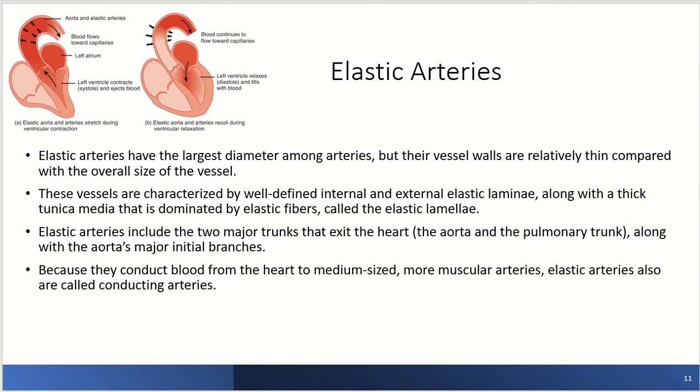Starting off with our elastic arteries, these are going to have the largest diameter among any of our arteries, but the vessel walls are going to be comparatively thin compared to the overall size of the actual vessel itself. These vessels are going to be characterized by a well-defined internal and external elastic lamina, and they're also going to have a thick tunica media. This is going to be dominated by elastic fibers, and this is called elastic lamella.